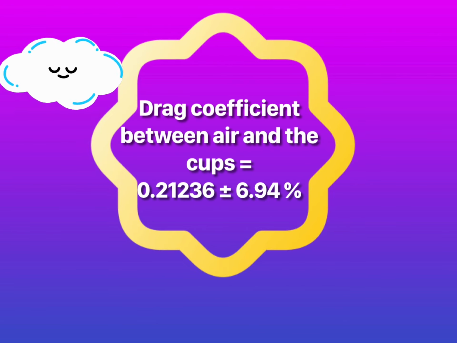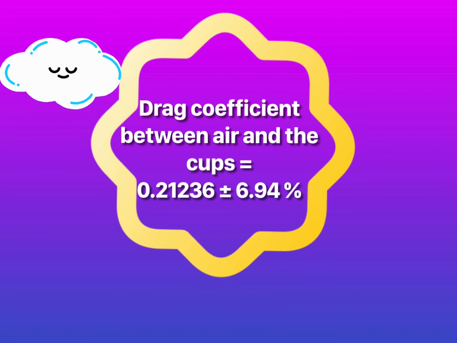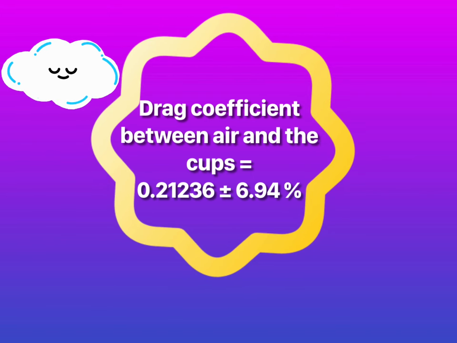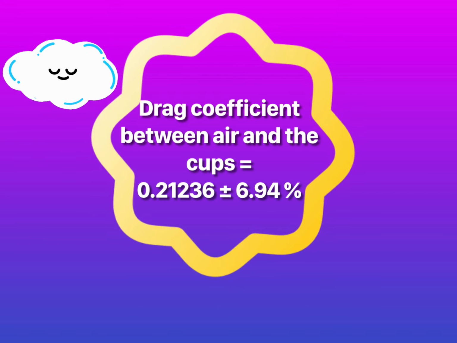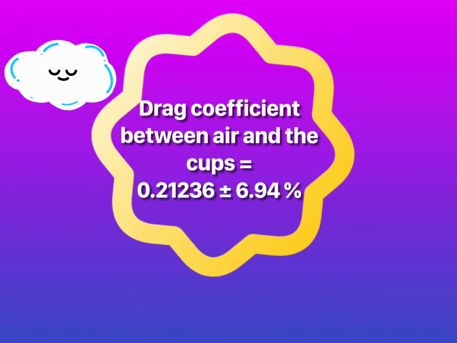The errors in the experiment come from the measurement of time and the radius of the cups. Another important error might come from the assumption that the cups reach terminal velocity at 1 meter above the ground. Anyway, 0.2 is a reasonable result for the drag coefficient between the cups and the air.